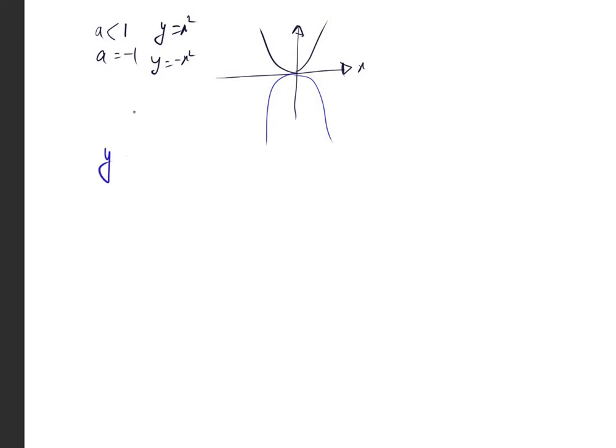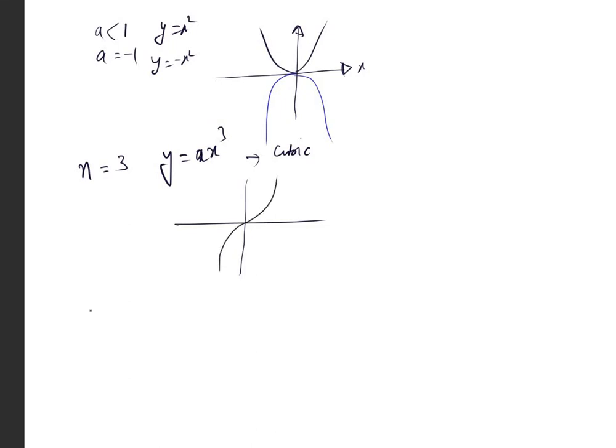Now, let's talk about another graph, which is, let's increase the value. Let's say n equals 3. So now we're talking about y equals a x cubed. This is a cubic. Now, how does the basic graph of a cubic look? The basic graph of a cubic looks like this. This is y equals x cubed.